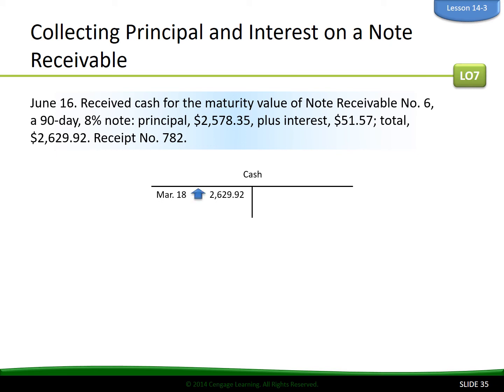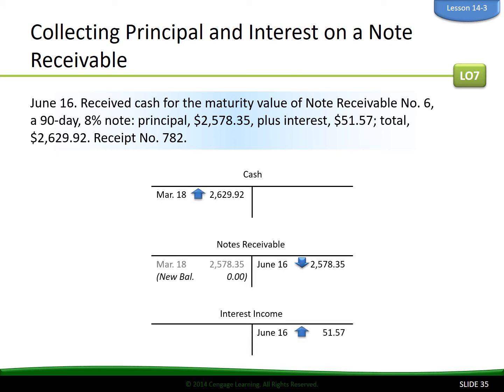So here's an example of a transaction and the T accounts. June 16th, received cash for the maturity value of notes receivable number 6, a 90-day 8% note with principal of $2,578.35 plus interest. That'll be $51.57 total, and ultimately the total of everything, which is the principal plus interest, of $2,629.92, and this is evident from receipt number 782.